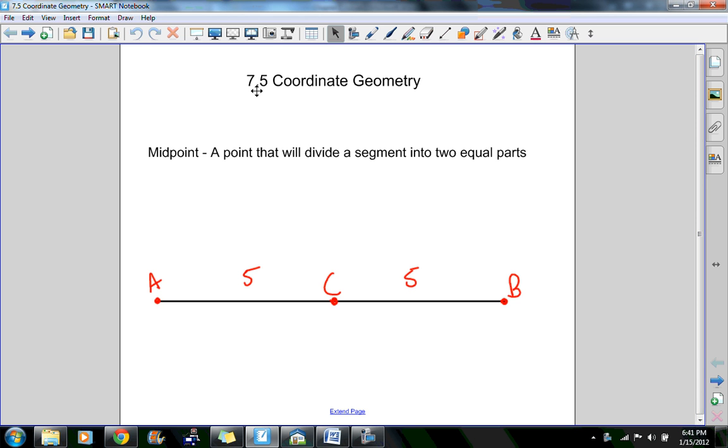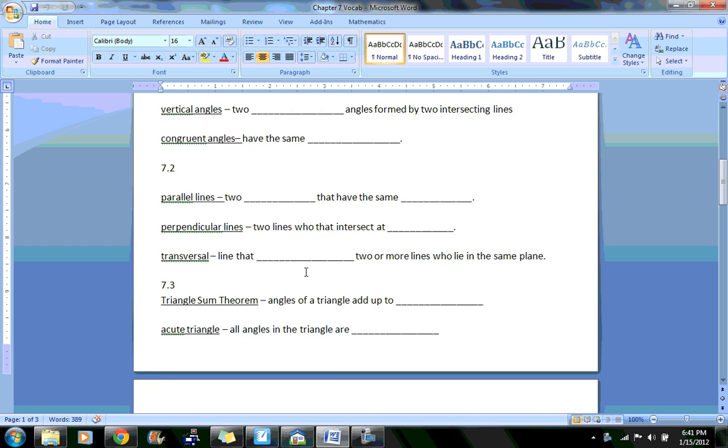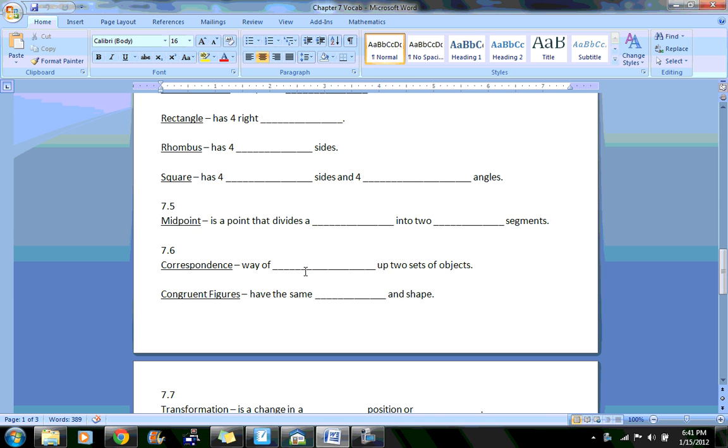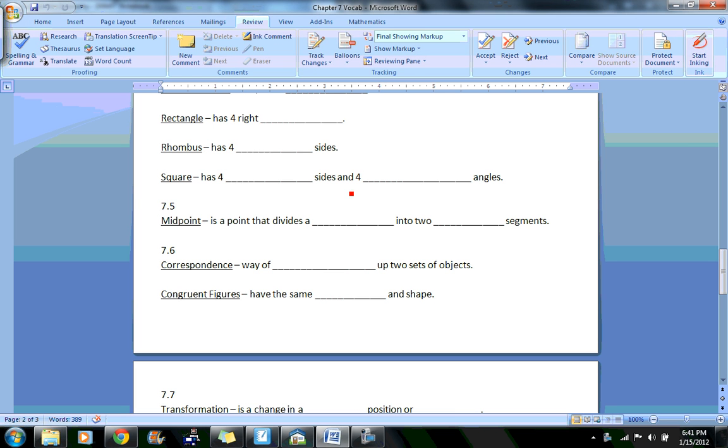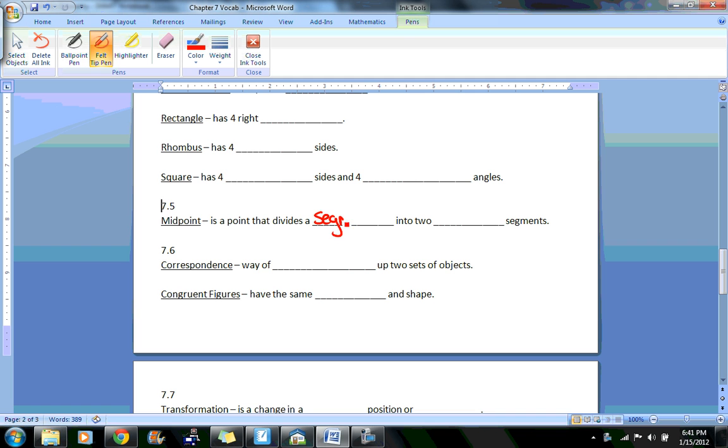So we are working on section 7.5, which is coordinate geometry. Coordinate geometry has one vocab term, and that is midpoint. A midpoint is a point that divides a line or segment into two equal segments.